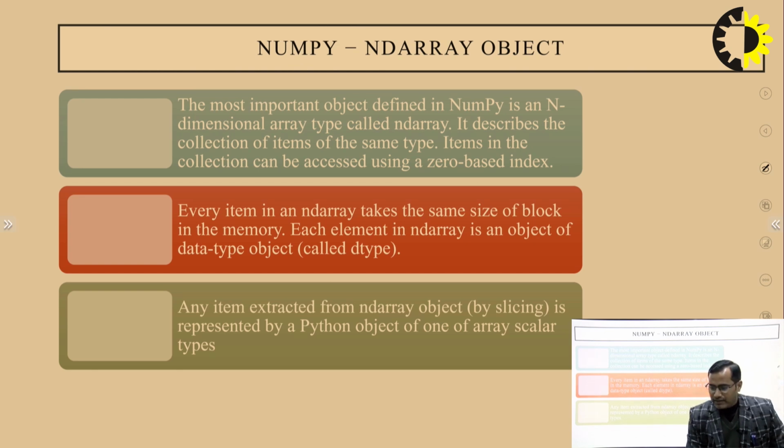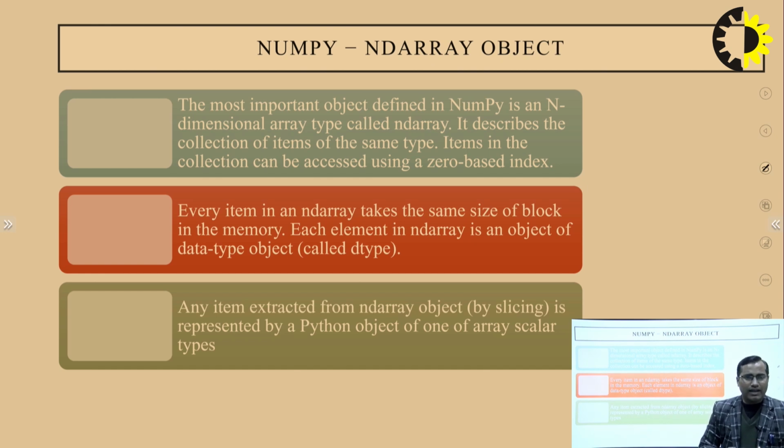Numpy is used to create ndarray objects. So why do we use Numpy? Numpy is a collection of n-dimensional array objects, and we use Numpy to create n-dimensional array objects. The most important object defined in Numpy is the n-dimensional array type called ndarray, and it describes a collection of items of the same type.